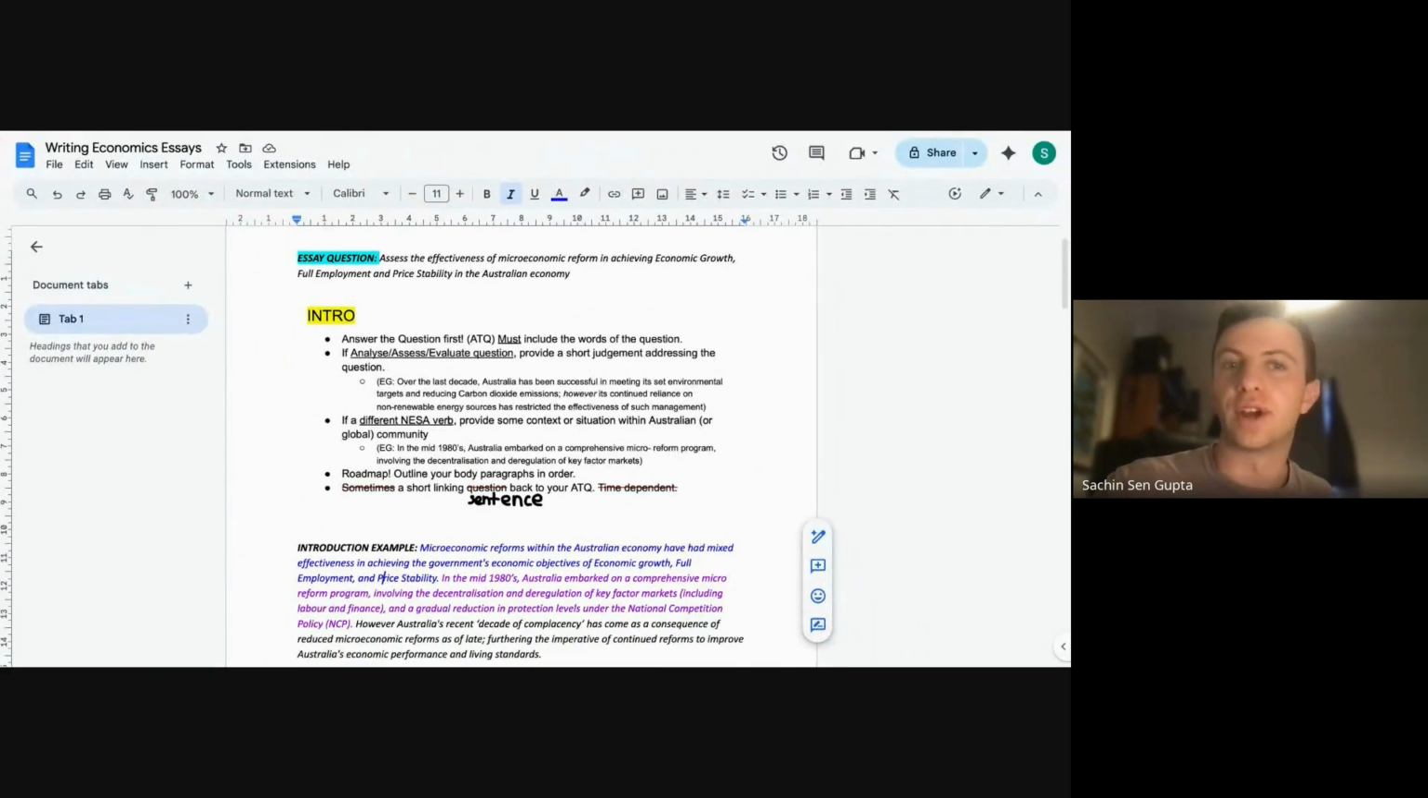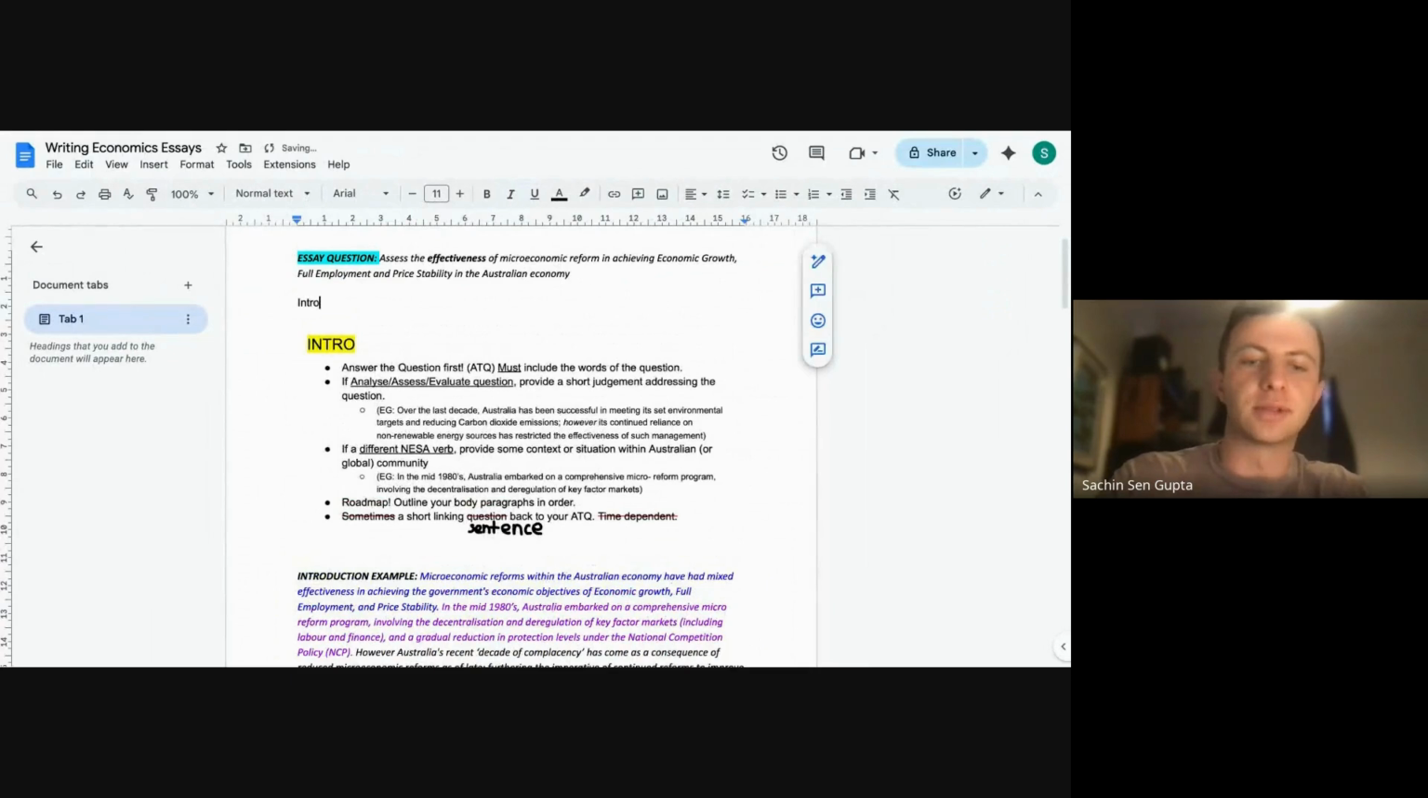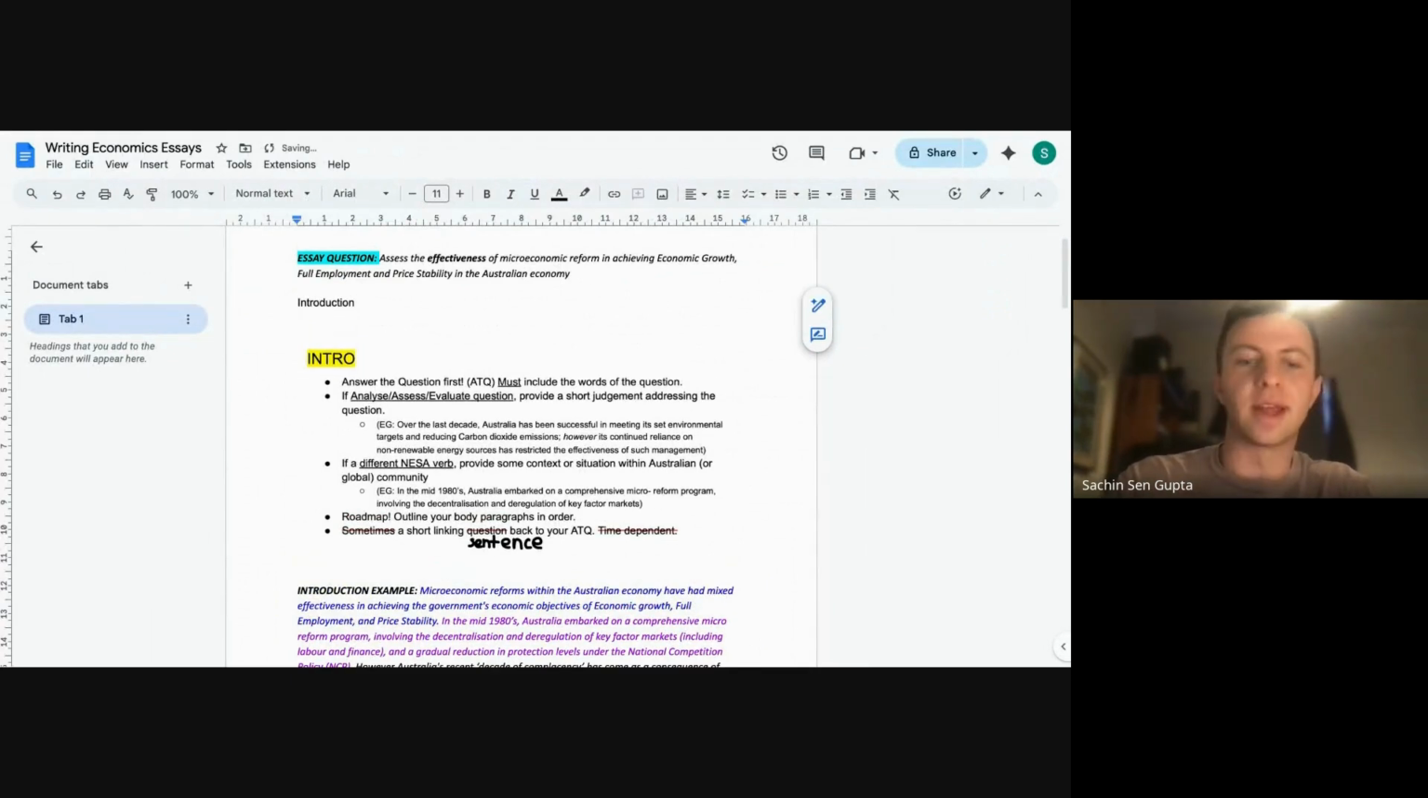Okay, so the essay question firstly, just a bit of context: assess the effectiveness of micro reform in achieving economic growth, full employment, and price stability. So these are the topic three objectives here. This is a very classic essay question relating topic 4 and topic 3, and I like to do them a lot. So the main structure is going to be an introduction, and then 2 to 4 body paragraphs.